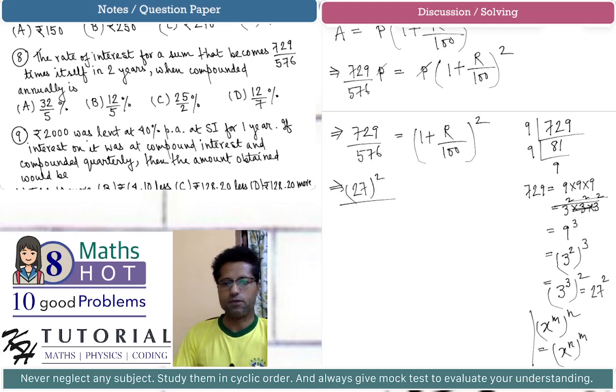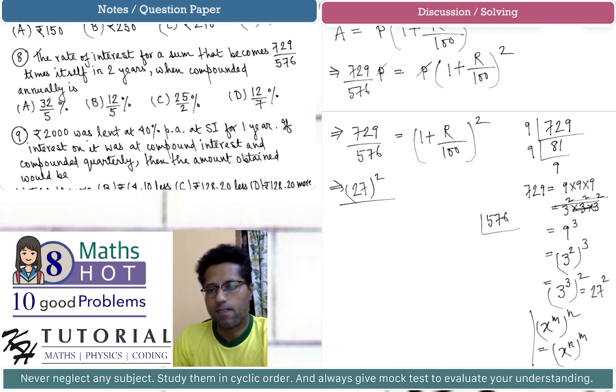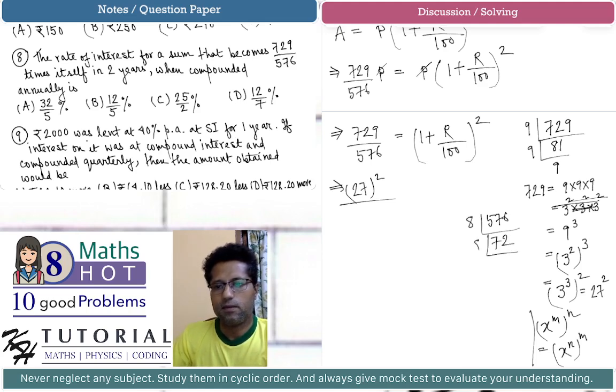And what is 576? We have to also express 576 as a square of some natural number. 576, let's divide by 8: 7, 56, 2, 8 and 9. So 576 is equal to 8 square multiplied by 9. This is equal to 8 square multiplied by 3 square. This is equal to 24 square.